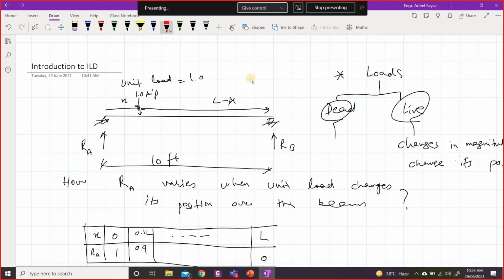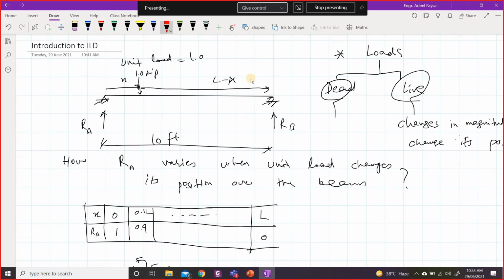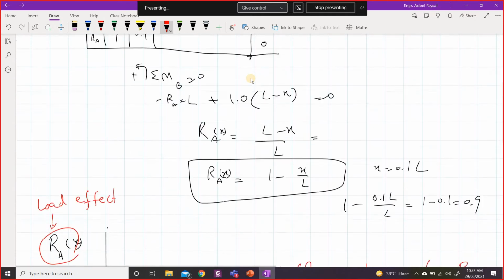Now similarly, if I wanted to know the influence line for a shear or moment, I need to specify at which location I'm talking about shear and moment, because these things are variable. I can say construct the influence line for, let me show you how.